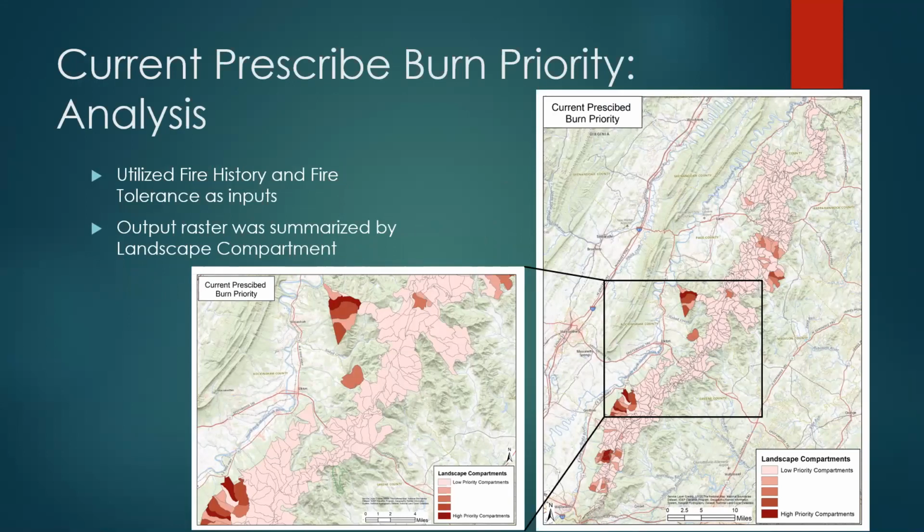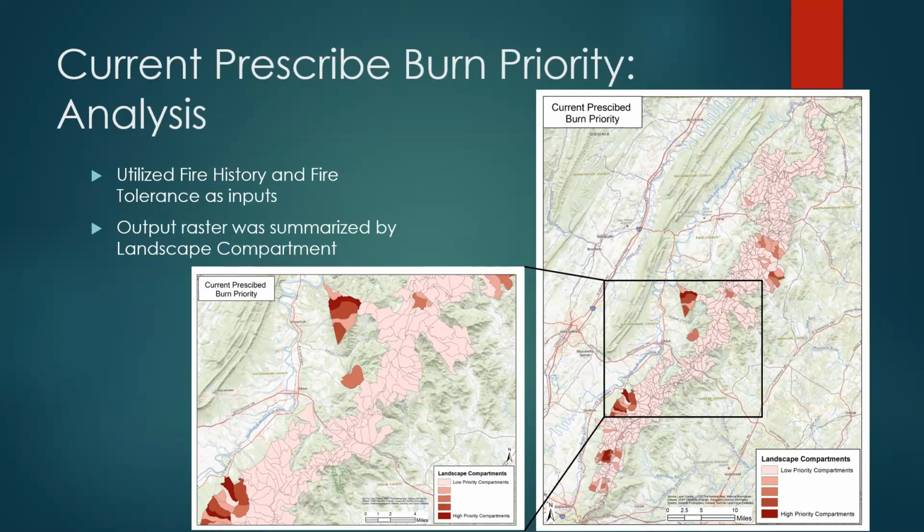The intent of the current prescribed burn priority analysis was to identify areas where prescribed burning could meet management goals and still be beneficial to the landscape as a whole if park managers were to conduct a prescribed burn today. The analysis was conducted utilizing a weighted overlay, and it used the fire history data and the fire tolerance data as input. The weights were based off of the initial study conducted in 2011, and each layer was given an equal weight, and the different variables in each layer were given different priority values.